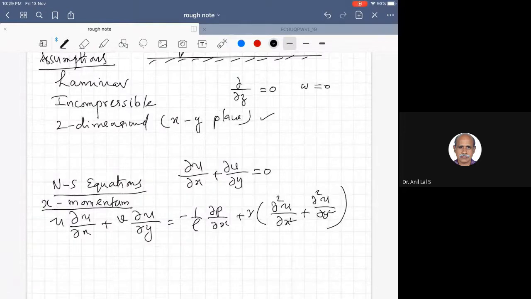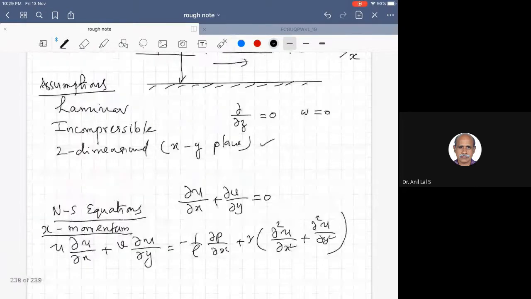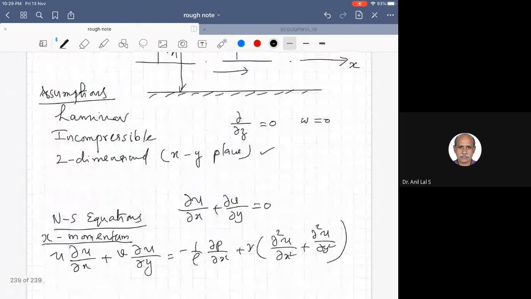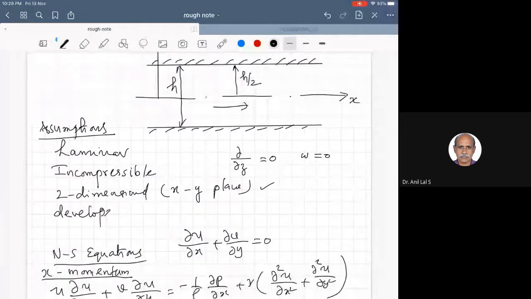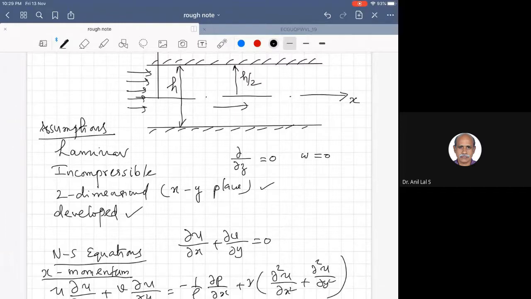And another important assumption we make, for making an exact solution for the flow between parallel plates, is that the flow is developed. So the meaning of developed flow is this: in a channel like this, the fluid will be entering with a uniform velocity. Uniform velocity, so maybe the same magnitude of velocity everywhere.